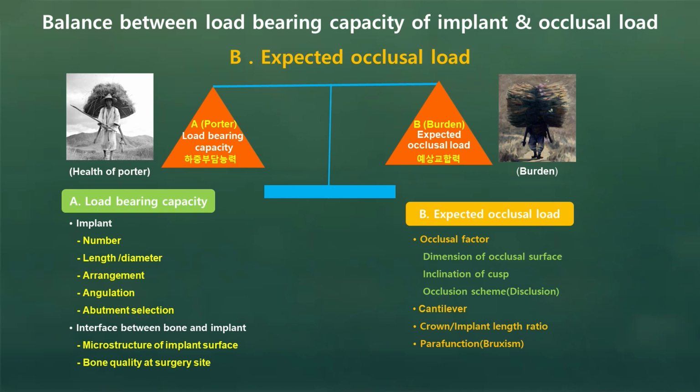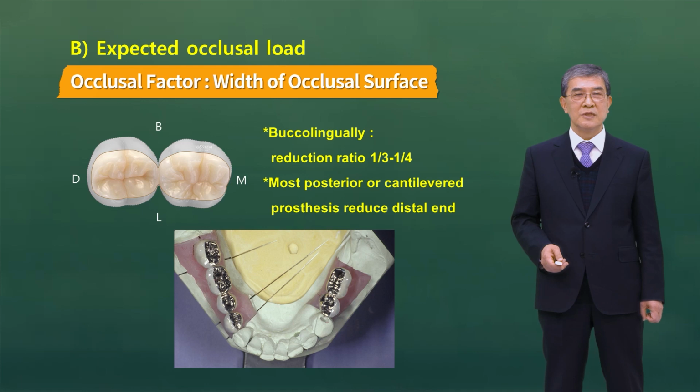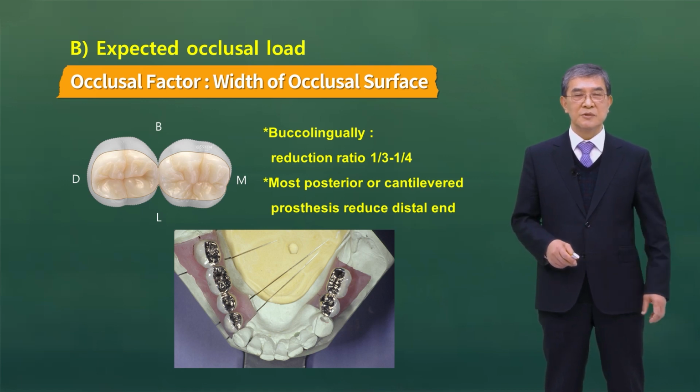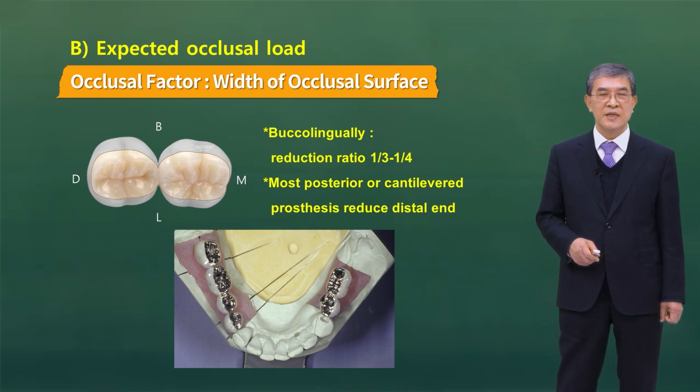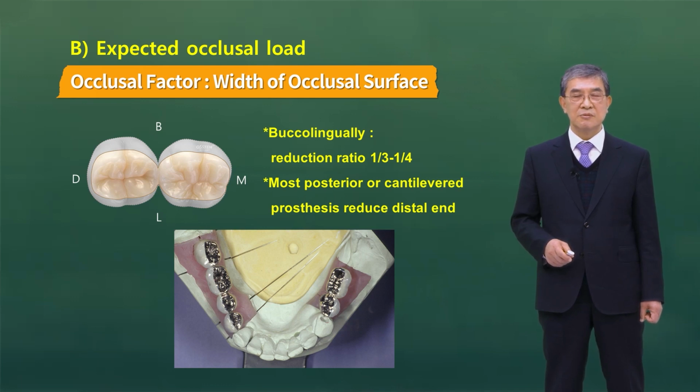First is the occlusal factor. Compared with natural tooth, the occlusal table needs to be smaller so that less stress occurs. When we design implant prosthesis, buccolingually, compared with natural tooth, it should be reduced by 1/3 or 1/4. Also, in the case of the most posterior tooth, mesiodistally, the distal surface needs to be reduced as well.